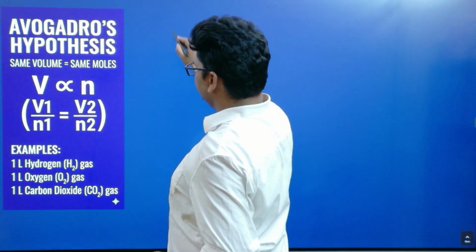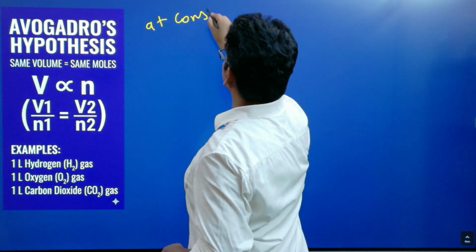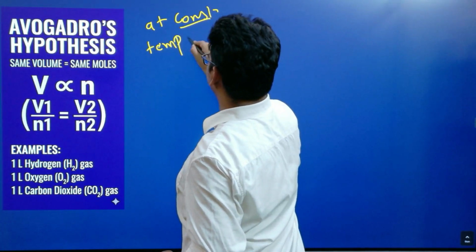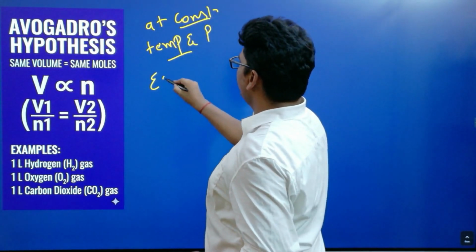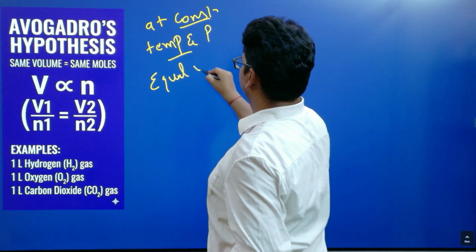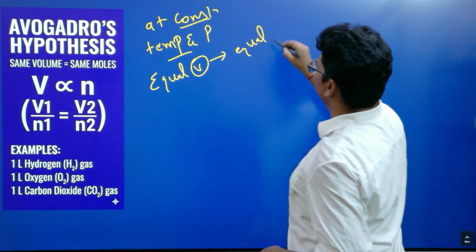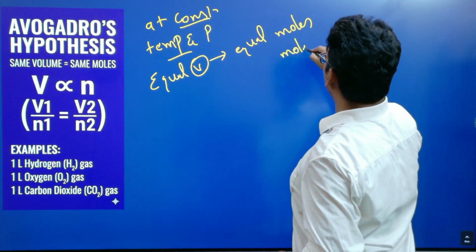At constant temperature and pressure, equal volumes of all gases contain equal number of moles and molecules.